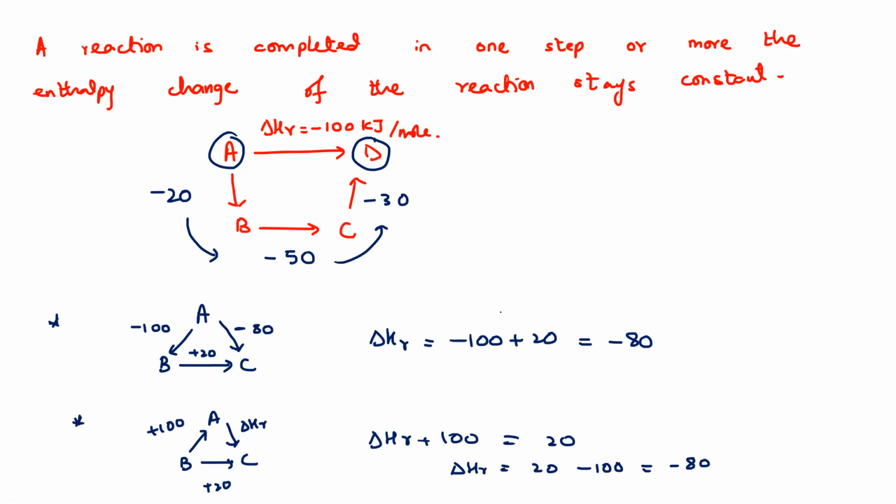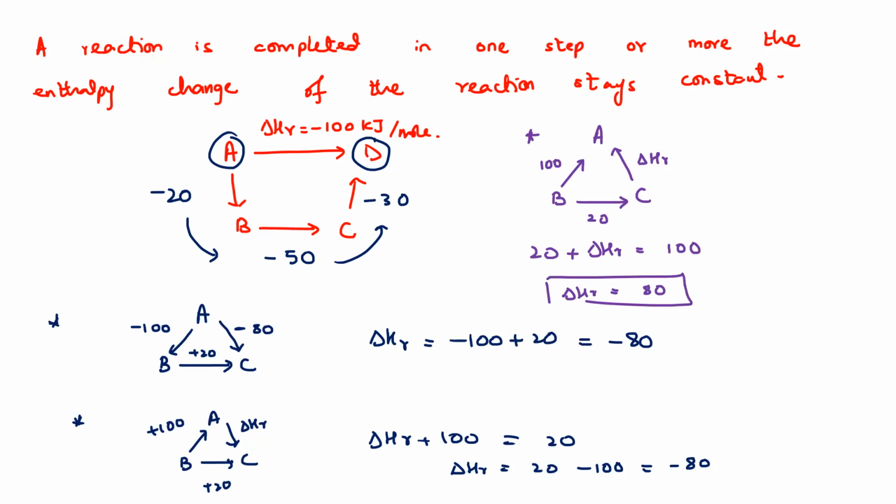Then if you talk about something like this, let's say we have A, B, and C. B to A, then C to A, and then let's say B to C. If this is 100, this is 20, and this is the enthalpy change of the reaction, how would we calculate it? This would be 20 plus delta HR is equal to 100. So delta HR would now be 80. Understood?